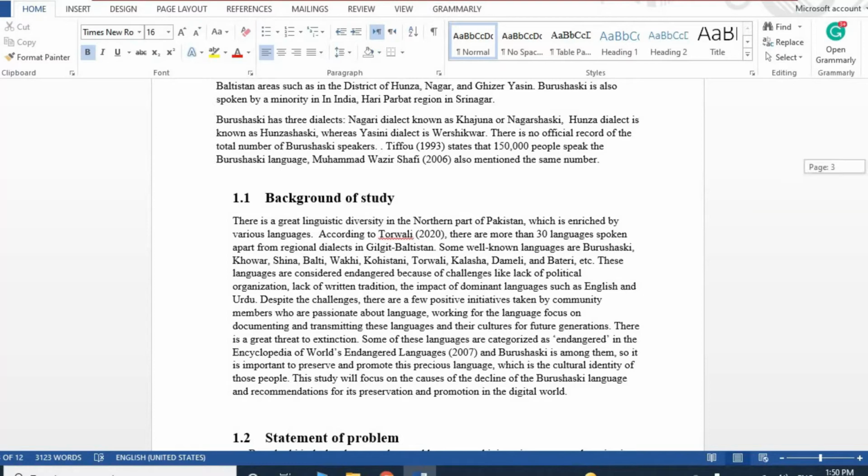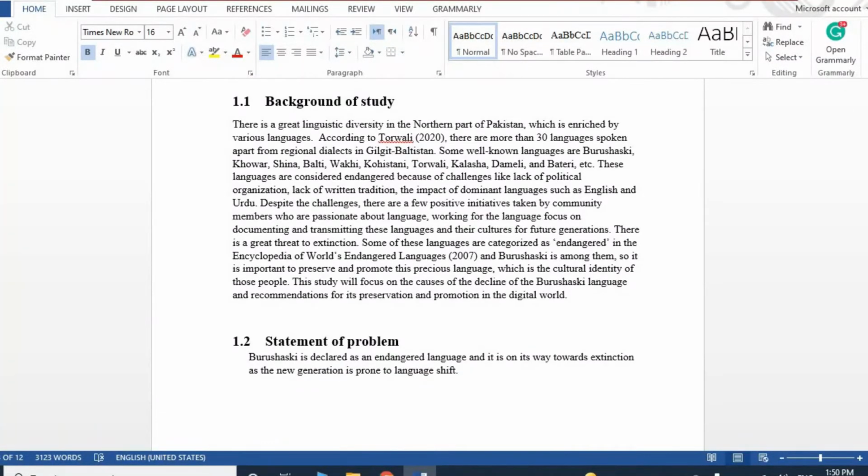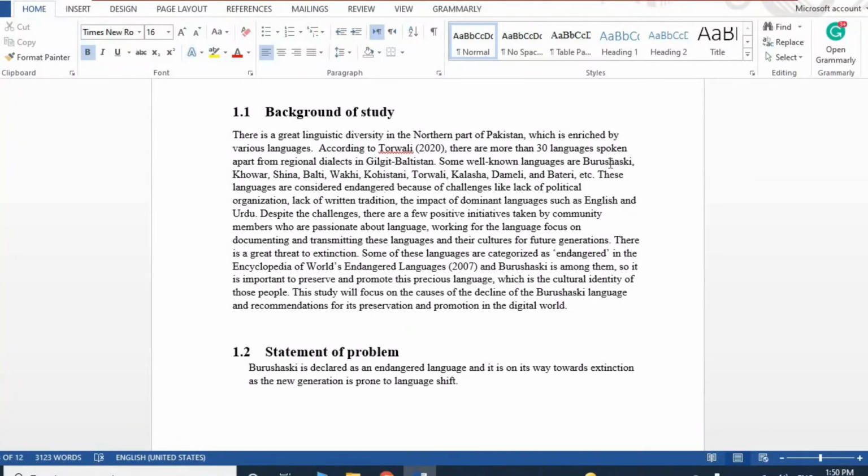And in the background of study, I will talk about the importance, the need of language preservation, and what motivates me to choose this topic, right? The reason is that there is great linguistic diversity in the northern part of Pakistan, enriched by various languages, and among them Burushaski is one. And the problem is that it is in danger, and most of the other languages there are endangered too, because they are spoken by a small number of people.